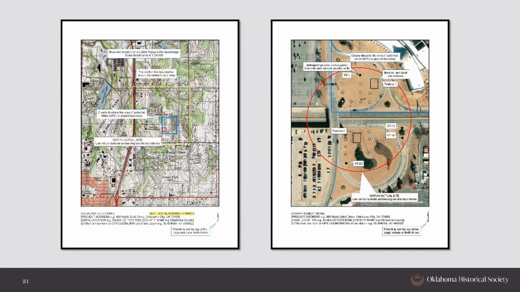Please do illustrate any features and their relation to one another and to the site boundaries, and illustrate shovel test locations, but especially positive shovel test locations. Those should be numbered so that the information associated with each of those positive shovel tests is recorded in the site form as well.